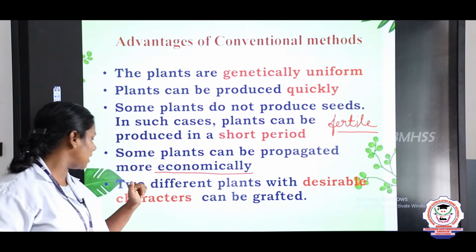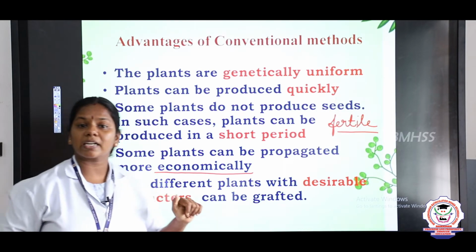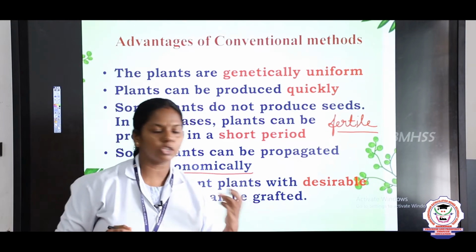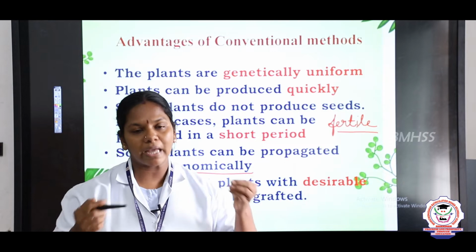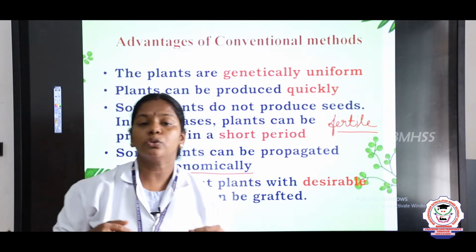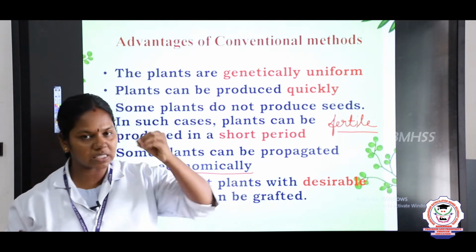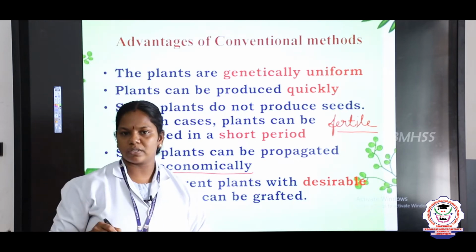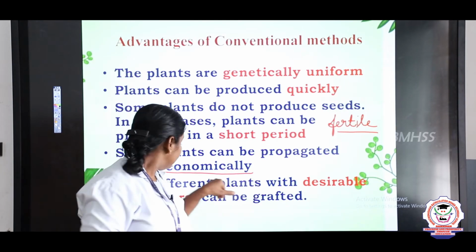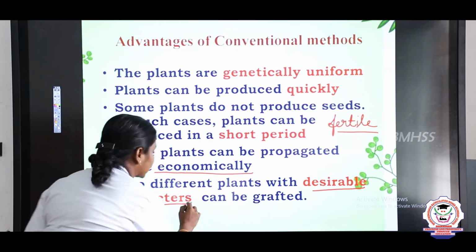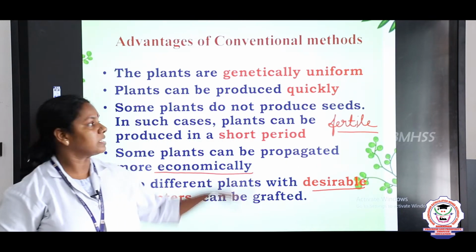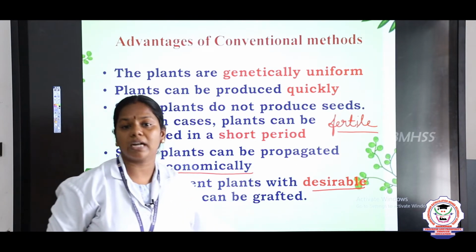And the last advantage is desirable characters. For example, if your mango tree at home produces very sweet mangoes, with the help of this layering method, you can produce many plants with the same sweetness in the fruits, right? So plants with desirable characters can be grafted. So these are all the advantages of the conventional method.